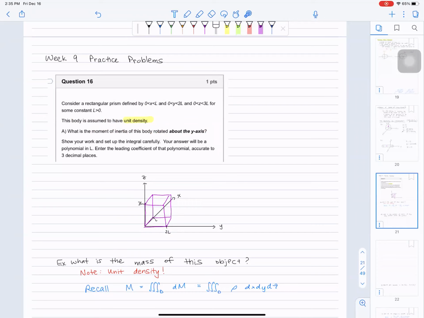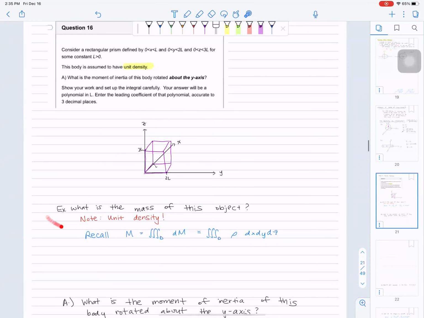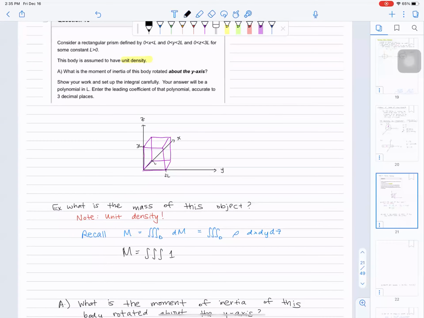So first, as a side note, let's first find the mass. What is the mass? Well, I've written out the formula: mass is the triple integral of dm, in other words, the triple integral of rho dv. We said it's unit density, which means rho is 1. So we have mass is the triple integral of 1 dv.